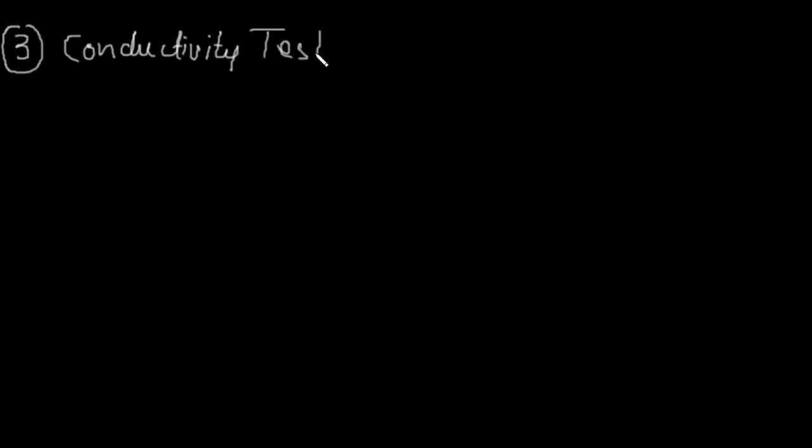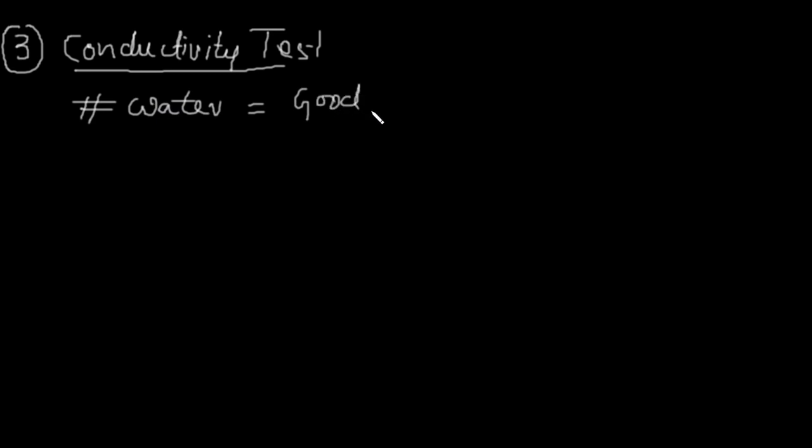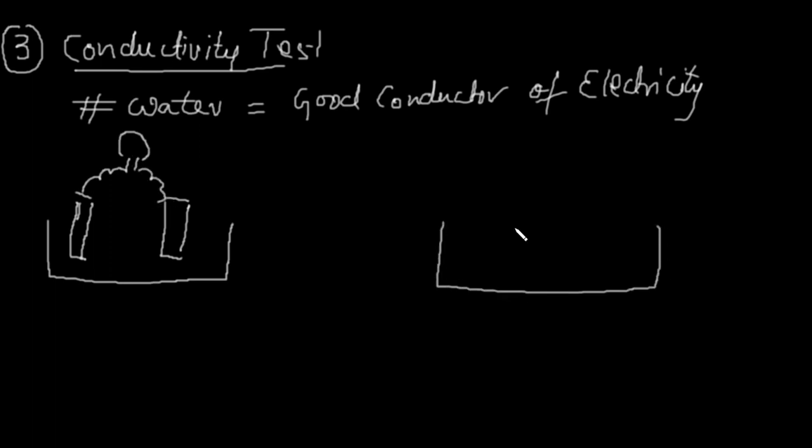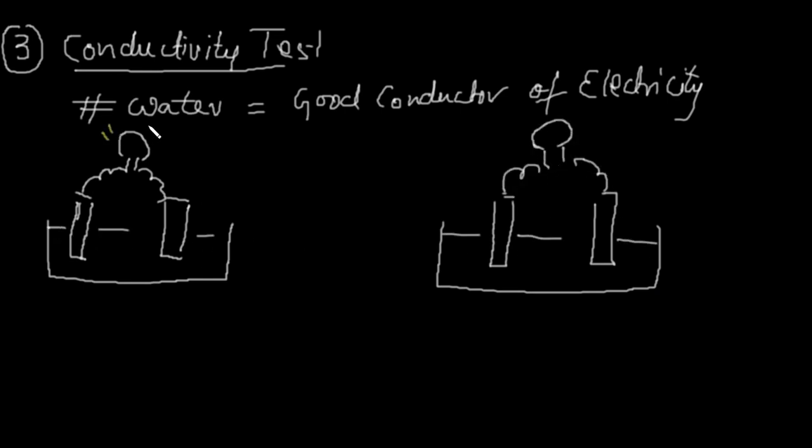The third test is conductivity test. We know water is a good conductor of electricity. Therefore, we dip or place the electrode of positive and negative plate connected to the low voltage of bulb. If the bulb glows, this shows our emulsion has water as continuous phase. If it does not, then it is water in oil type emulsion, because oil acts as continuous phase in the second case.